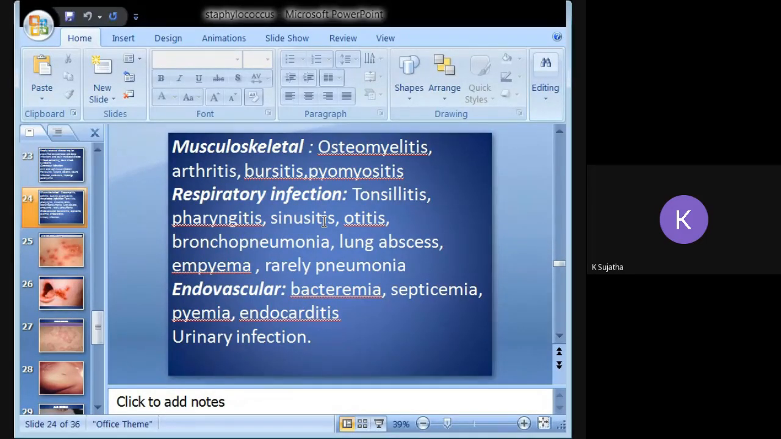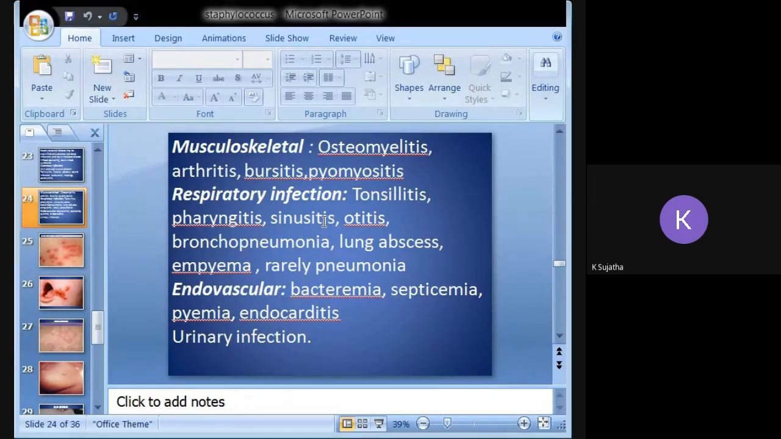Next, another one, respiratory infections. Bacteria entering the respiratory system cause tonsillitis, inflammation of tonsils, and pharyngitis, inflammation of pharynx. Next, sinusitis, inflammation of sinus, and otitis, inflammation of ear. Next, bronchopneumonia, bacteria entering the bronchi to cause cough and cold also. That is called bronchopneumonia. Next, lung abscess. Next, empyema, pus infections present in lungs. Next, pneumonia. Okay, so these are all respiratory infections.